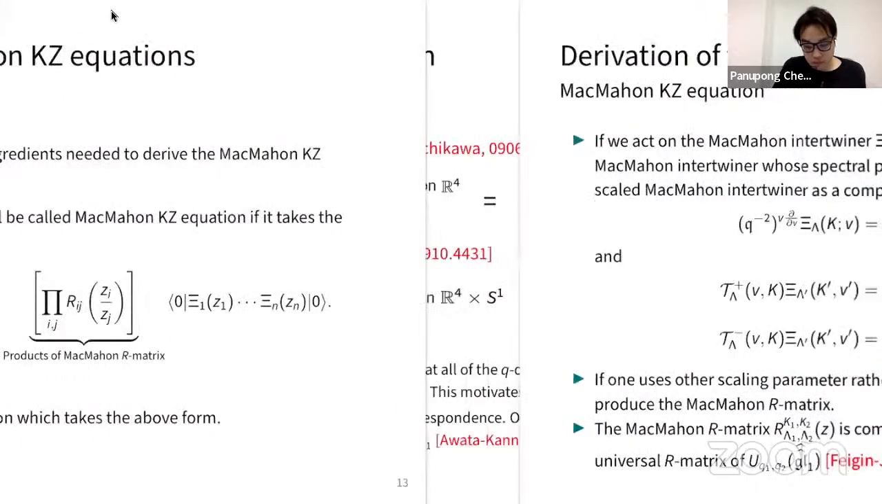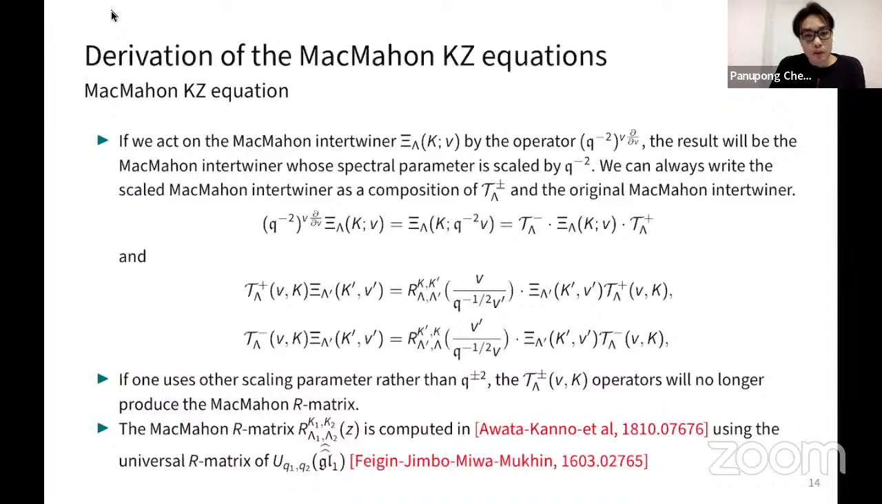Now, if we act on the MacMahon intertwiner by the operator q^{-2} v ∂/∂v, then we obtain a MacMahon intertwiner whose spectral parameter v is scaled by q^{-2}. Then we can write the scaled intertwiner in terms of the new operators, called the T+ and T- operators, and the original MacMahon intertwiner. Because we know the explicit expression of the MacMahon intertwiner, we can derive the expressions of the T+ and T- operators.